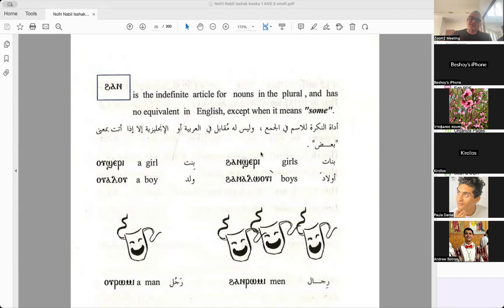It's very common. You hear Han, right? So plural, if you think about it, would be ni if it's a definite article, that. If it's not a definite article, it will be Han. Make sense? Here's what it says. It's the indefinite article for nouns in the plural, and has no equivalent in English except when it means some. Now, let's actually read.